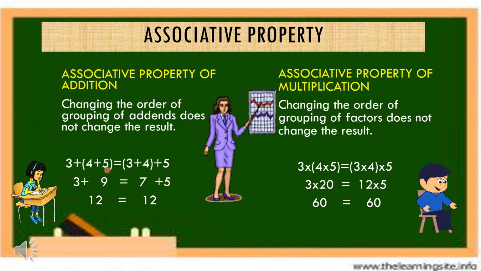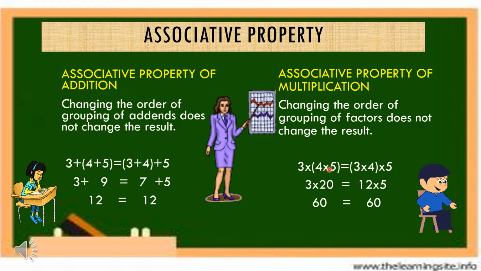So 4 plus 5 is 9, 3 plus 9 is 12, 3 plus 4 is 7, 7 plus 5 is 12, 12 equals 12. We have associative property of multiplication. Changing the order of the grouping of the factors does not change the result.